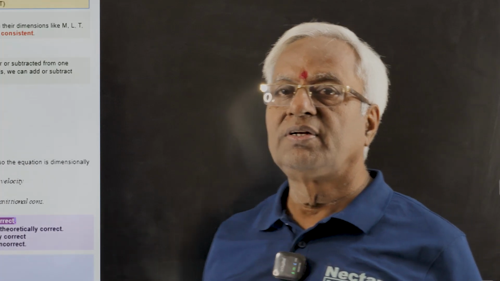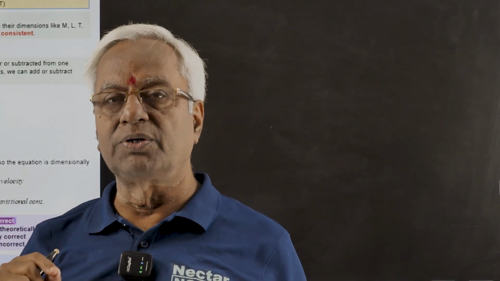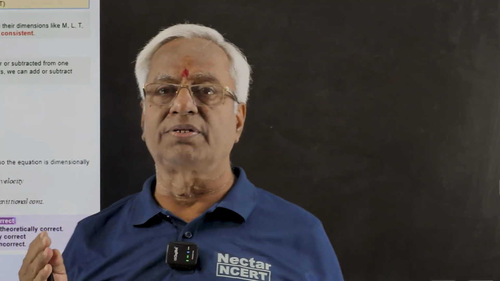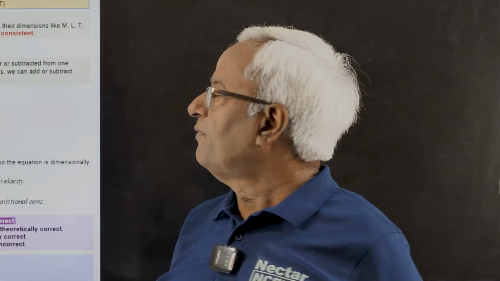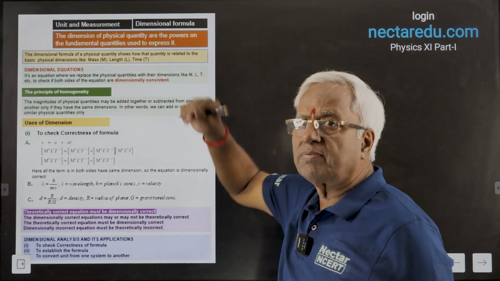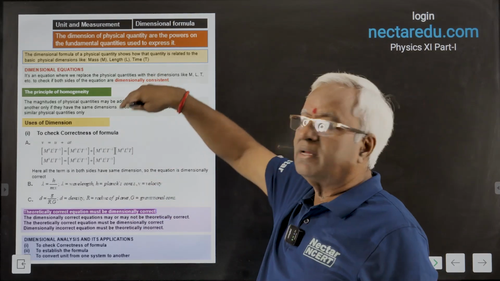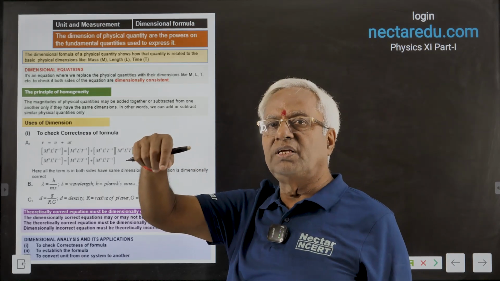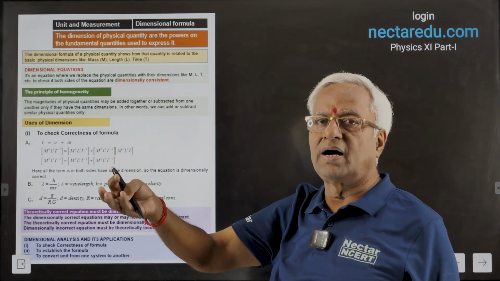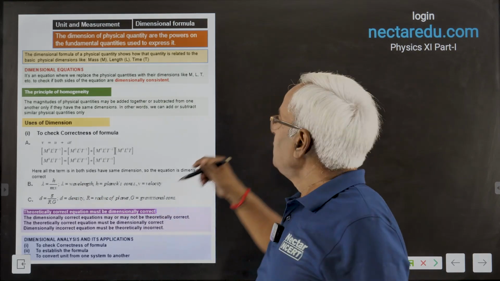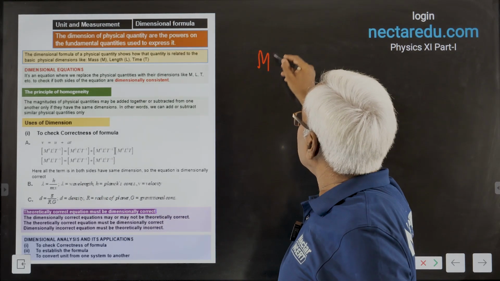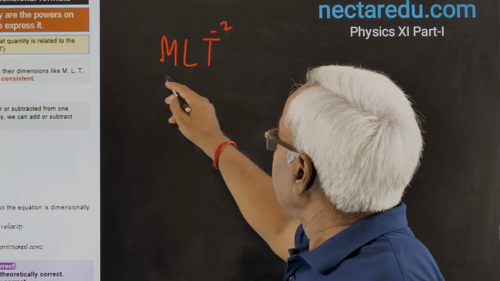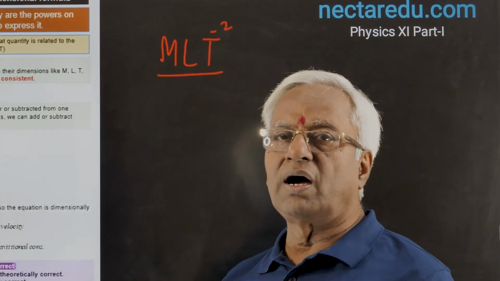What are dimensions? Dimensions are the powers on fundamental quantities by which they are raised to express a given quantity. When you write the dimensional form of some quantity, you are telling how it depends on fundamental quantities like mass, length, and time. You write the dimension of force. If you write it this way, it is called the dimensional formula.